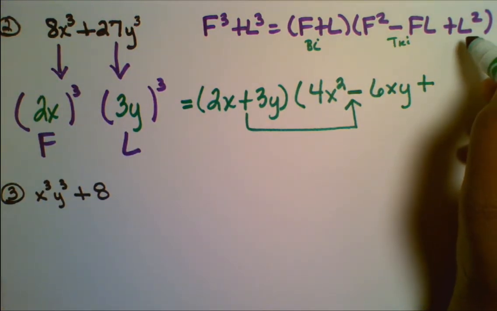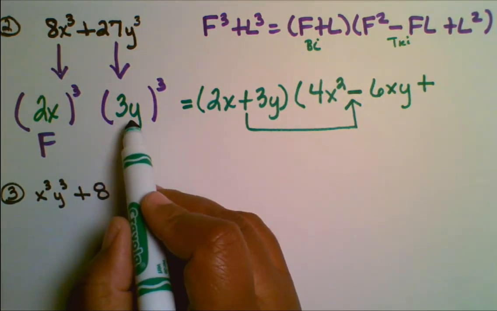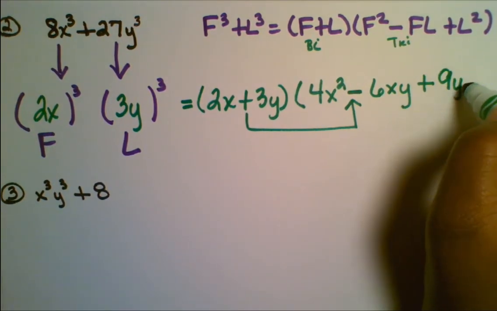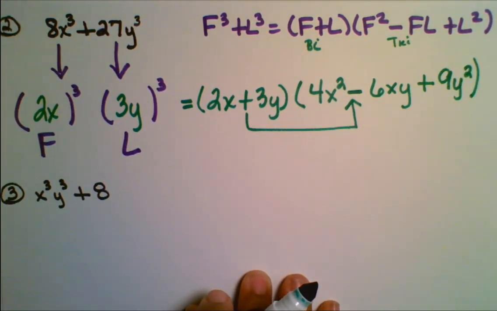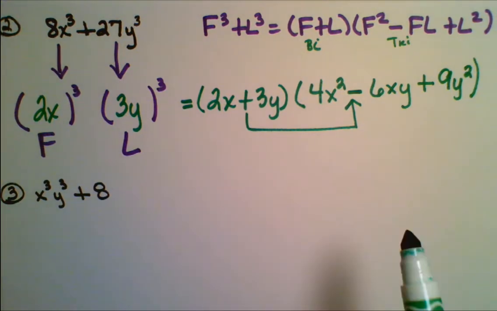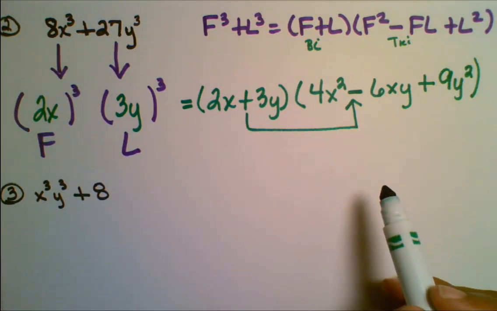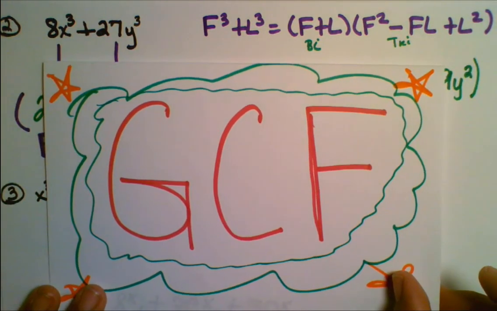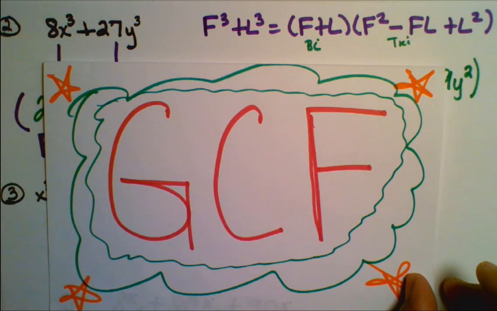And then let's look at the last term, which says L squared. We're going to square L, multiply 3y twice, 3y times 3y. We have 9y squared. And there we go. We have our answer: 2x plus 3y times 4x squared minus 6xy plus 9y squared. Now, as with all questions, even though I didn't focus on it in the first example of cubes nor the second example, please make sure you ask yourselves if there is a GCF that can be factored out, because if it can, we need to do it.